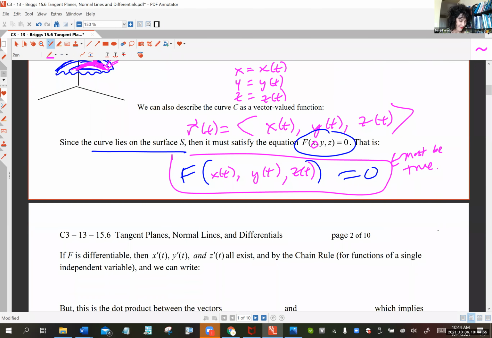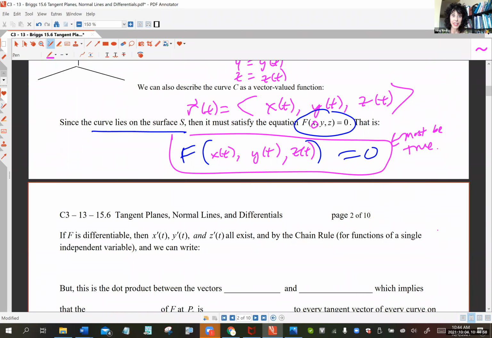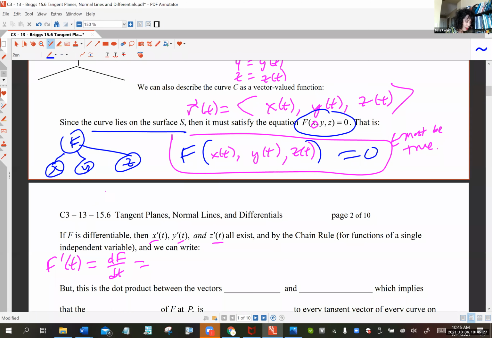Now, here's the fun part. I think it's exciting. If big F is differentiable and the vector valued function's derivatives all exist, then by the chain rule for a function of a single variable, big F prime of t, which you can also write df dt, is equal to... if you want, I can draw a tree for it. So your tree would look like this. Here's F. It's a function of x, y, and z. But x, y, and z are getting driven by the driver of the bus, and that's t.